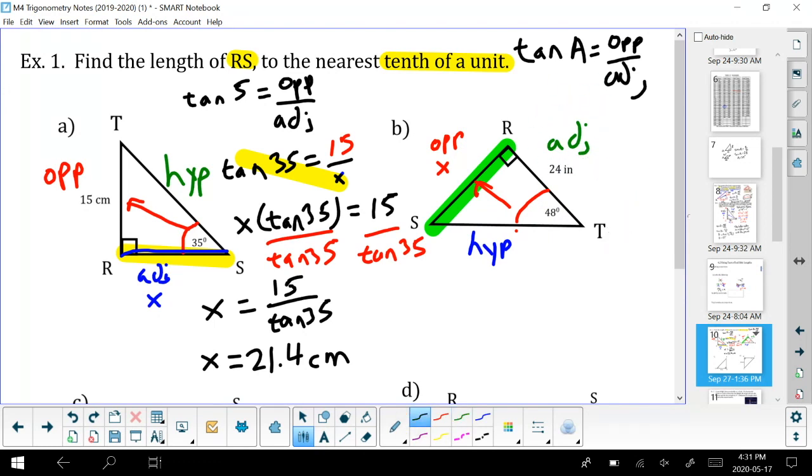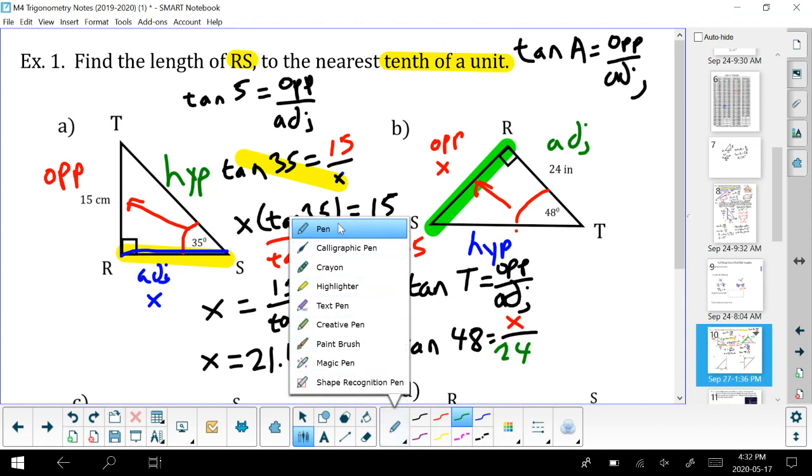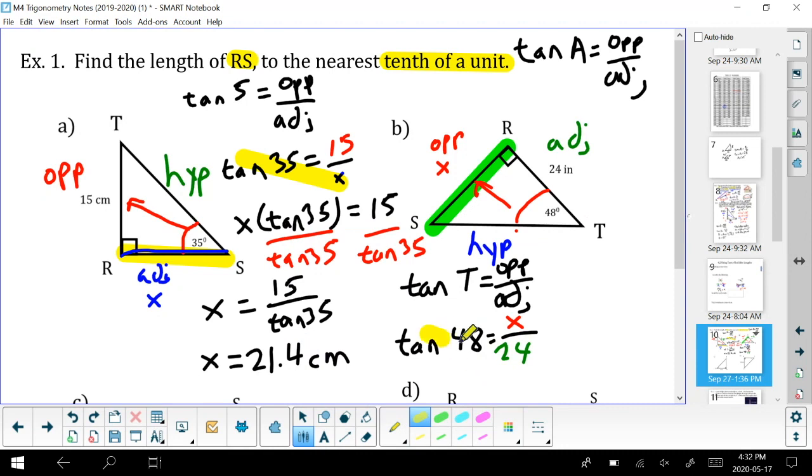So let's start off with our tangent ratio. So tangent, instead of A, we actually are working with tangent of T is equal to opposite over the adjacent side. So tangent of 48 is equal to the opposite side, which is x, divided by my adjacent side, which is 24. Again, because we only have the one denominator here, what I can do is we can work through it like this. Let's go ahead and cross multiply these two.